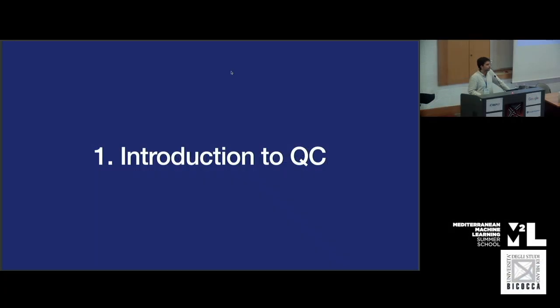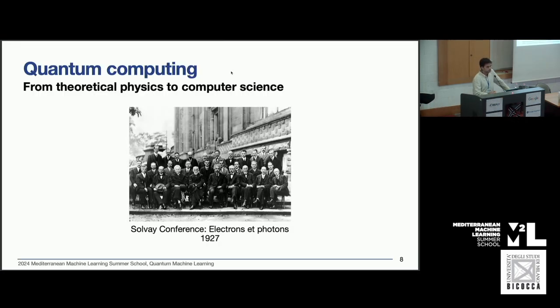Let's start this talk by introducing quantum computing, right? So the first thing is quantum mechanics is now almost 100 years old. I would date it back probably to 1925 with Heisenberg. But in 1927, the theory was almost laid out, and this is the famous Solvay conference. You can recognize a lot of faces there. There is Einstein, Schrödinger, Planck, Lorentz, a lot of cool people in this conference.